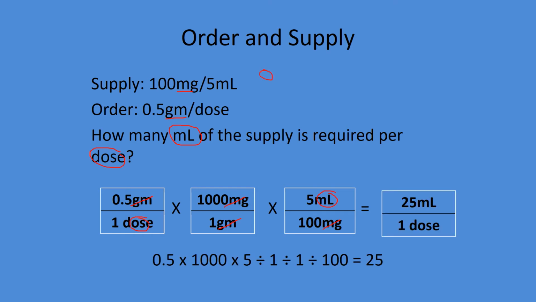So let's use our shortcut now. Order over supply times the amount. Take a look at the units of your order and supply. Make sure that they're similar. So for this one, I'm going to change the half a gram into milligrams. So that's my order, 500 milligrams. Supply is 100 milligrams per 5 mLs. 500 divided by 100 times 5 will equal 25.